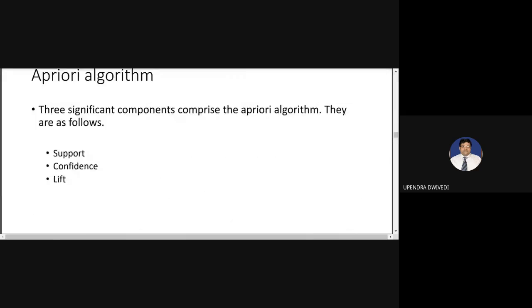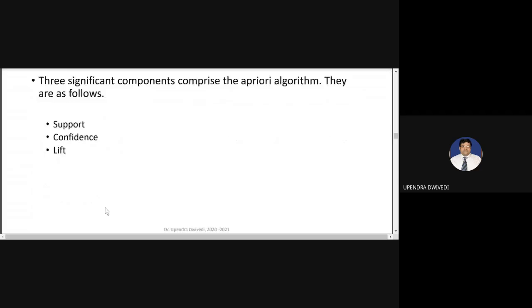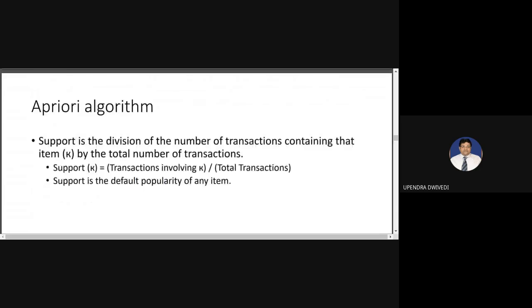So there are three components of the Apriori algorithm. One is support, another is confidence, and the third one is lift. Support, as we have already discussed, is equal to the transactions involving the item k divided by the total number of transactions. Let me open the Jam.